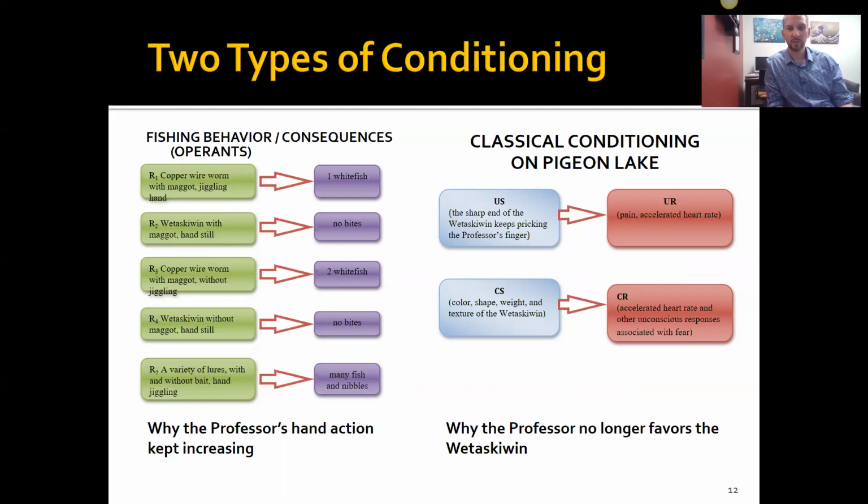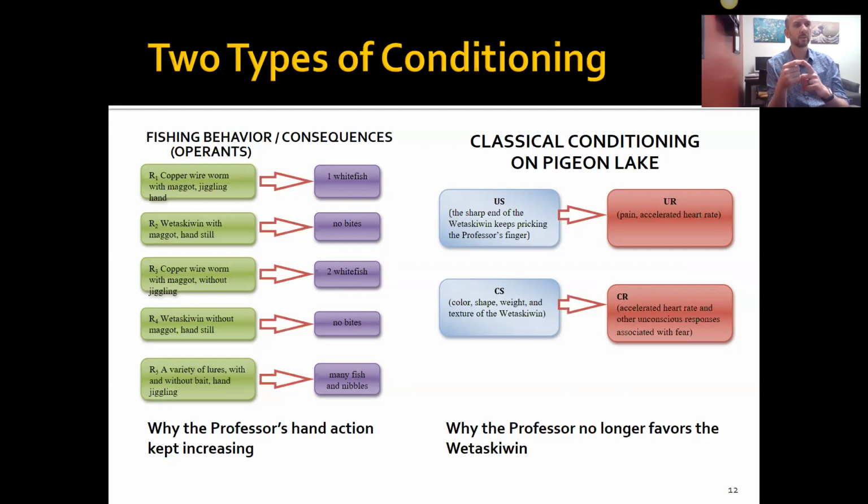So this is where the type of hook, the textbook uses this example, the Wetaskiwin hook at the end of a string will get maybe pricking the professor's finger. Okay, that's an unconditioned stimulus. That's a painful stimulus to get that in your finger. And that leads to an unconditioned response of pain, and you have an accelerated heart rate. But the stimulus is literally the hook going into the finger.